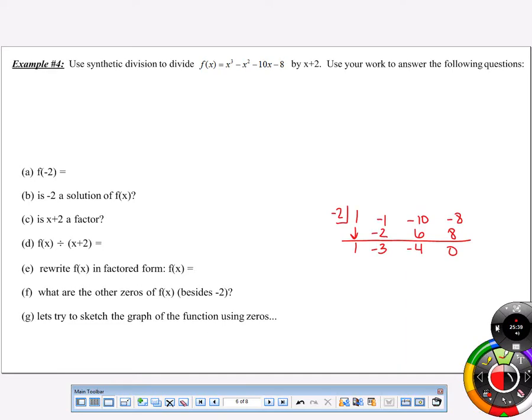Okay, so here's my work. It's synthetic division work, but if I can't read any of it, it doesn't help me. So that's why we're asking these questions over and over again. Okay, so first question, part A. A little hard for me to reach, so I'll just write it right here. Okay. What is f of negative 2?